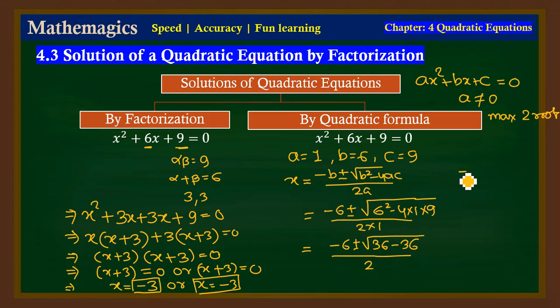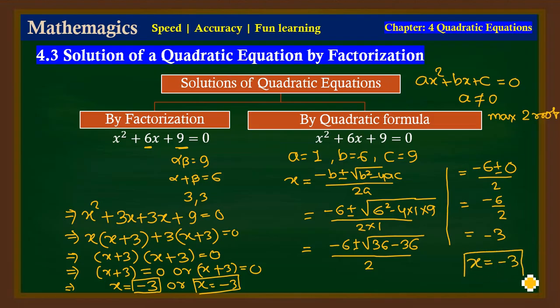So the next step is minus 6 plus minus under root of 36 minus 36 becomes 0, and under root of 0 becomes 0, whole divided by 2. So the next step is equal to minus 6 plus minus 0 becomes minus 6 divided by 2, and hence the final result is minus 6 by 2 becomes minus 3. And what is this? The value of x is equal to minus 3. So dear friends, we are getting only one solution here also.